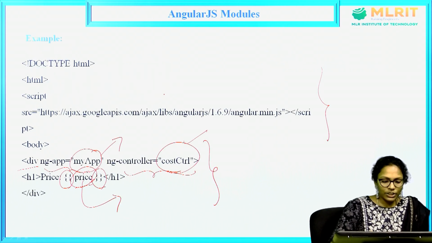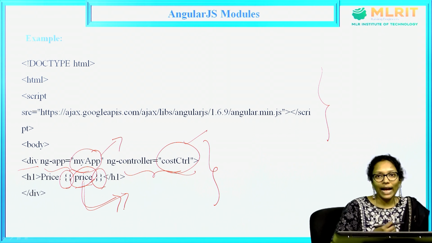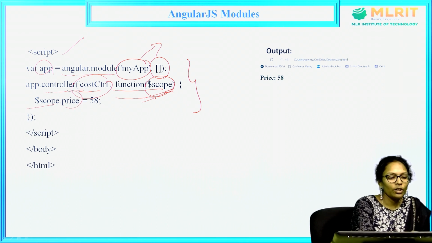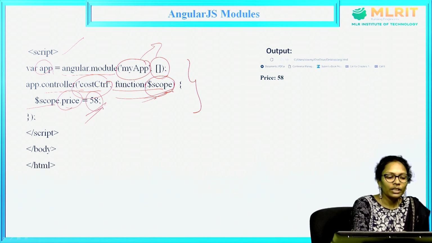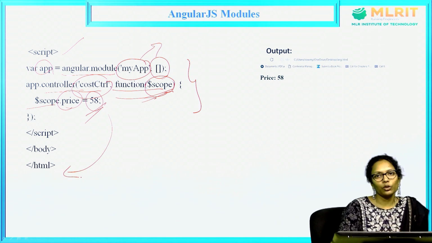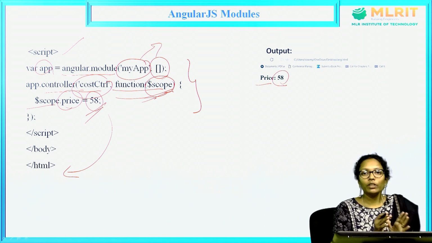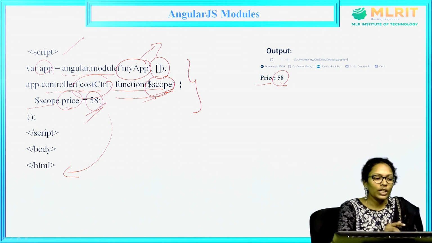Now in the AngularJS application, I have a variable called price. I want to access this value here. How can I access that value? Using this object. The object name is $scope, and the variable is price. So $scope.price is equal to 58. Whatever value you give, the same thing will be sent back to the actual application. So what output will I get? I will simply get the price value as 58. Whatever you are giving through this module, through this controller, the same thing will be passed there. So that is the use of the controller.